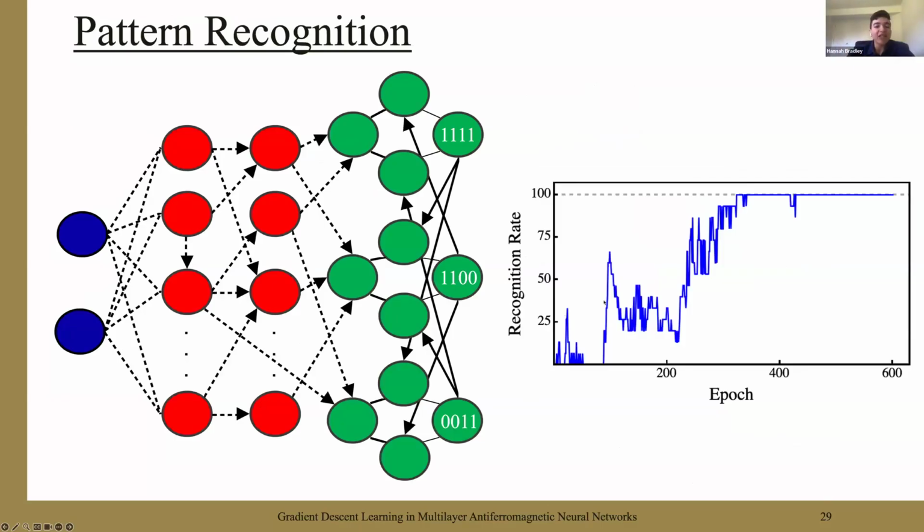Okay. So this neural network achieves 100% recognition rate for these 3 patterns in 450 epochs, which is about 350 nanoseconds of real time. And just like the 2-layer neural network, we are using patterns that have the same number of total spikes to make sure the neural network is recognizing the difference between patterns with the same count of spikes.